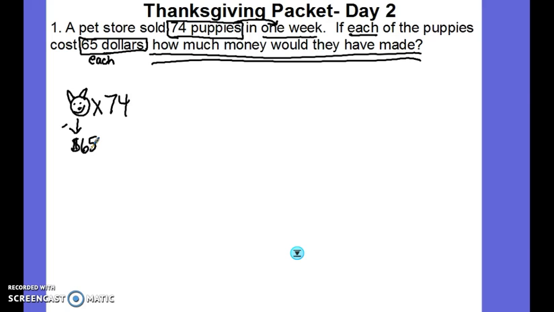Well, I know that I need the total, and when I need the total, I have to multiply because I have the each, and I have the group. So I'm looking for the total. So need total. That tells me I need to multiply. So I'm going to do 74 times 65. Now, just like the first day's homework, you can show this whatever way works best for you. So I'm going to show you standard algorithm first.